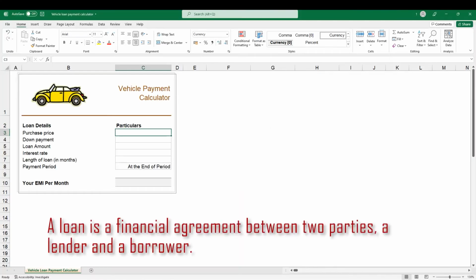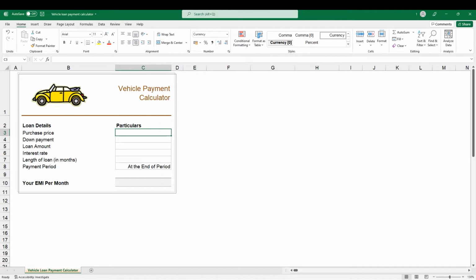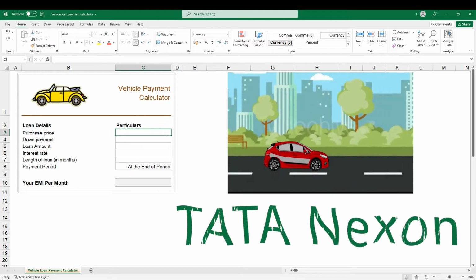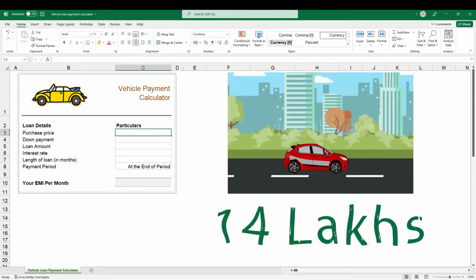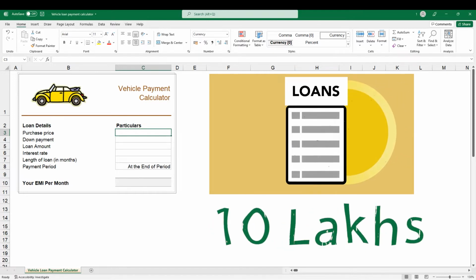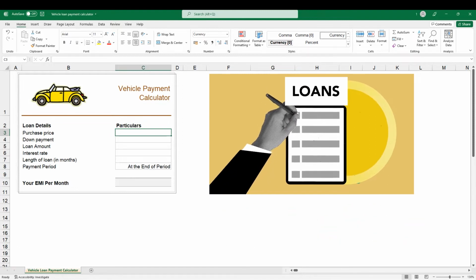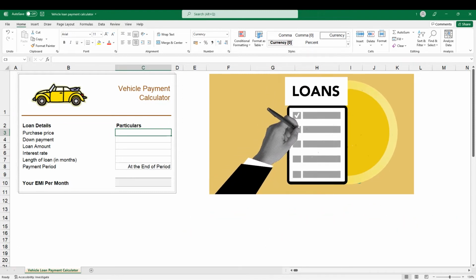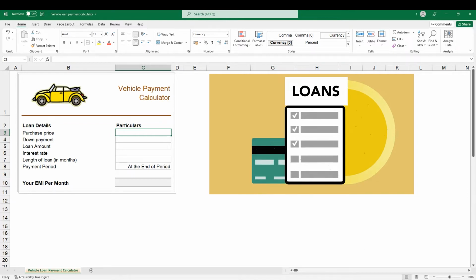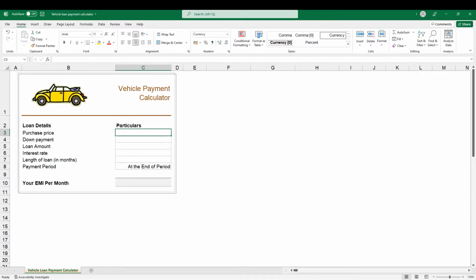A loan is a financial agreement between two parties, a lender and a borrower. In our example today, Mr. XYZ is planning to purchase a TATA Nexon top-end model which costs around 14 lakhs. The bank requested a minimum of 4 lakhs as down payment, so now the loan amount is 10 lakh. On this loan, the bank wants to charge 8% interest per annum. Mr. XYZ wants a loan tenure of 4 years, which means 48 months of installments need to be paid back to the bank. All the installment payments have to be made at the end of each month.